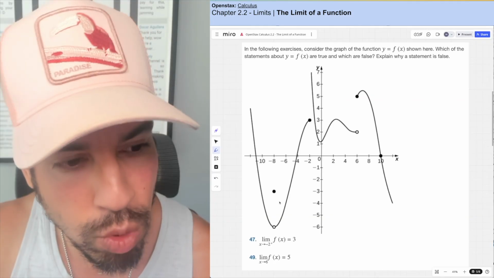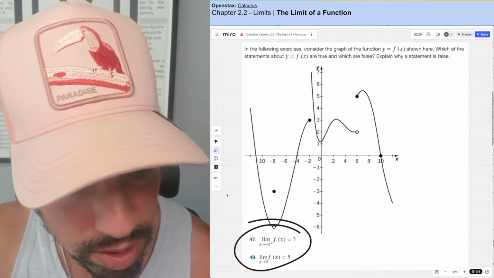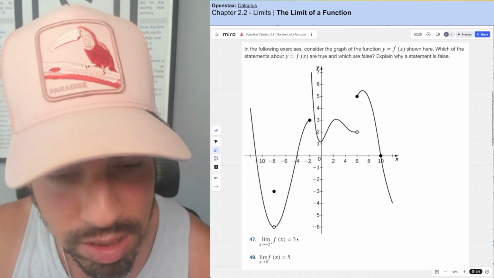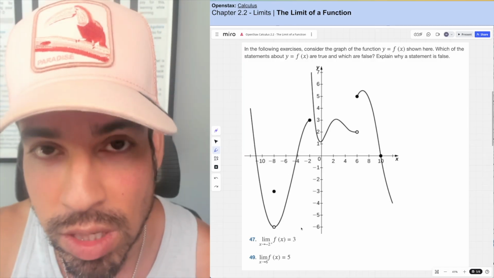For this question, we are given a graph and we're meant to evaluate these different limit values that have been provided down below and see if they're actually true. We're going to look through these questions, and I'm going to explain what it's asking in each.